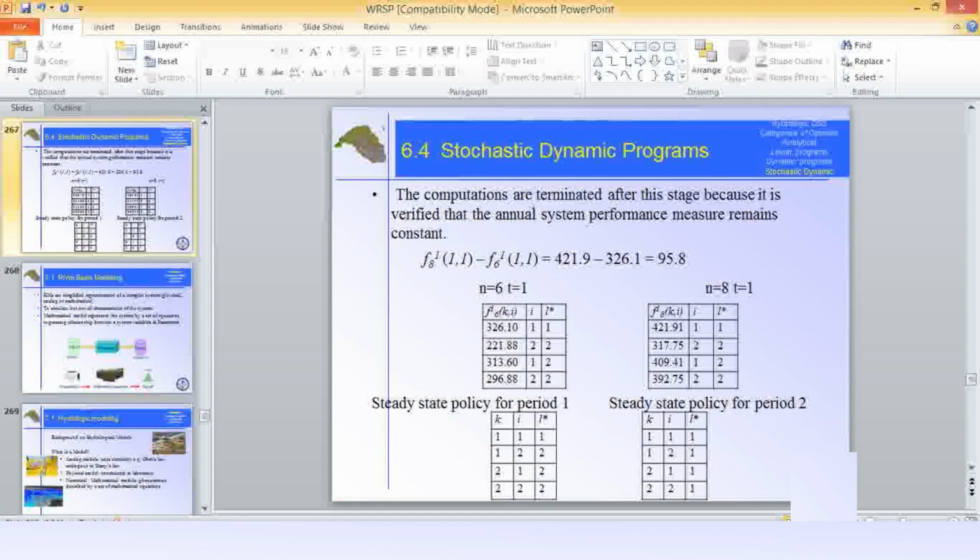So the final outcome is the outcome which we have achieved for each of the respective periods. So this is going to be the steady state policy for period one. Yeah, steady state policy for period one here.